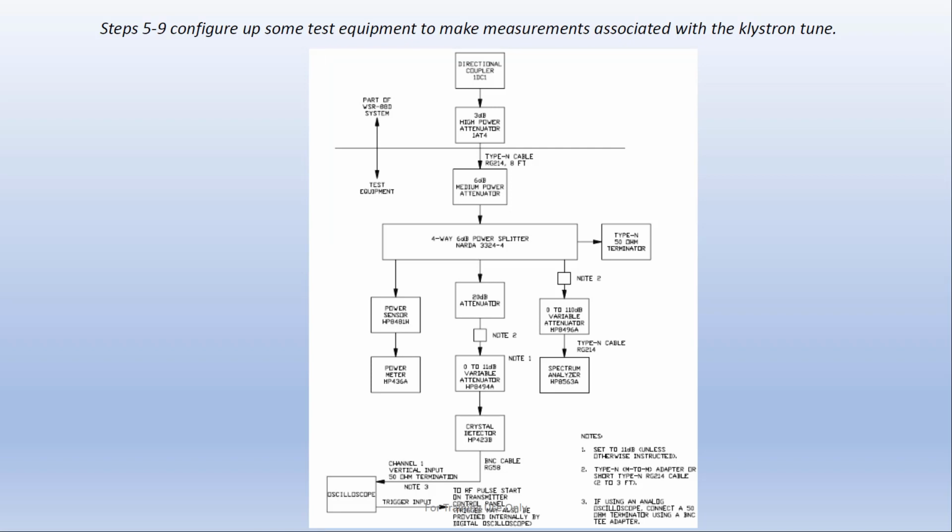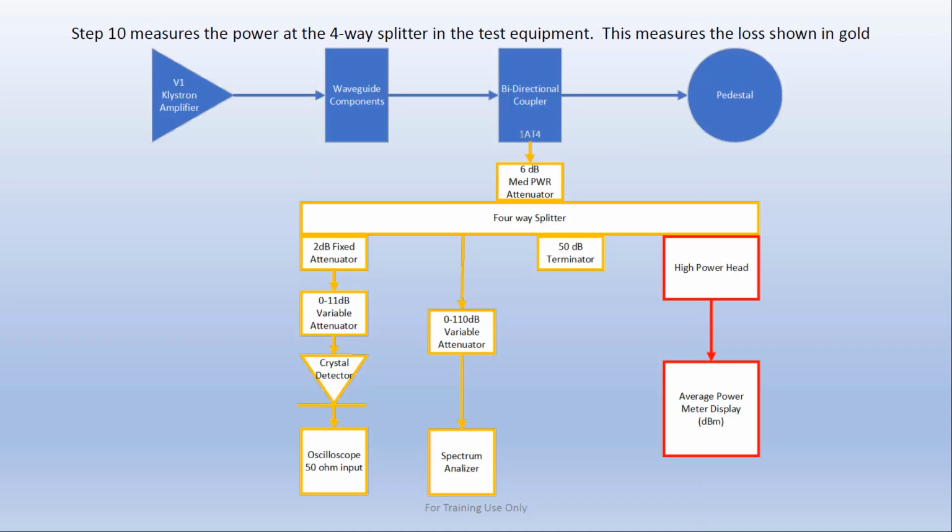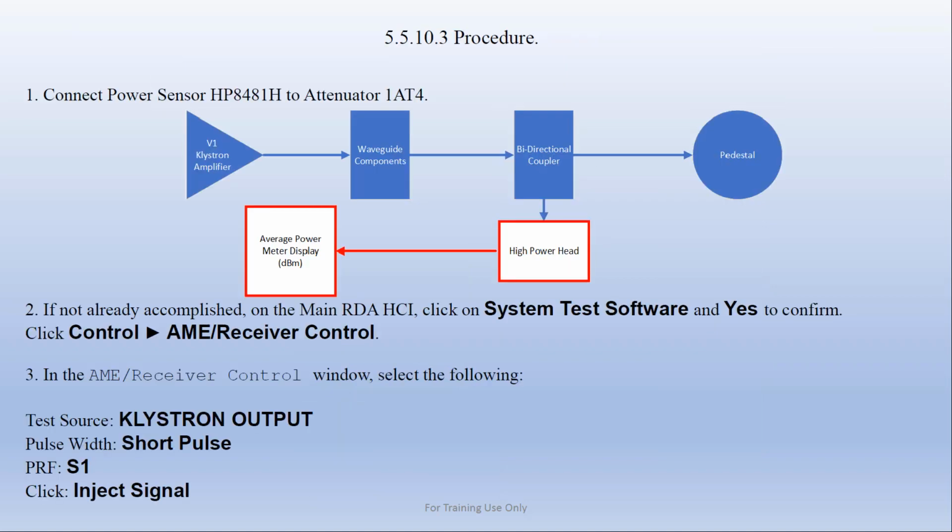We need to establish what our loss is between the power sensor when it's plugged into this 4-way splitter and when it's plugged in directly to 1AT4. Step 10 will measure that power at the 4-way splitter, and this will give us our test equipment loss. So this is the procedure step by step.